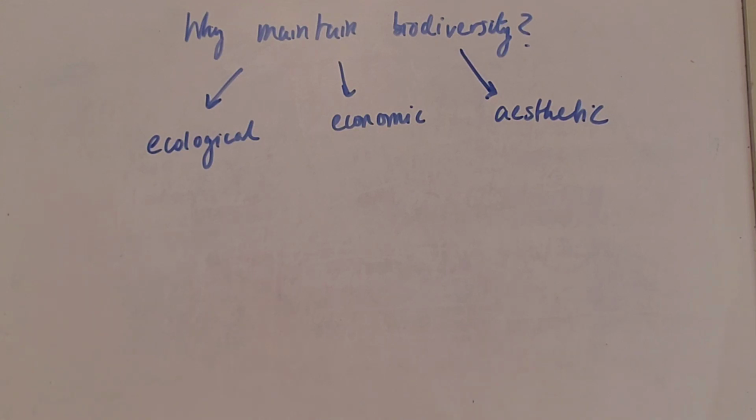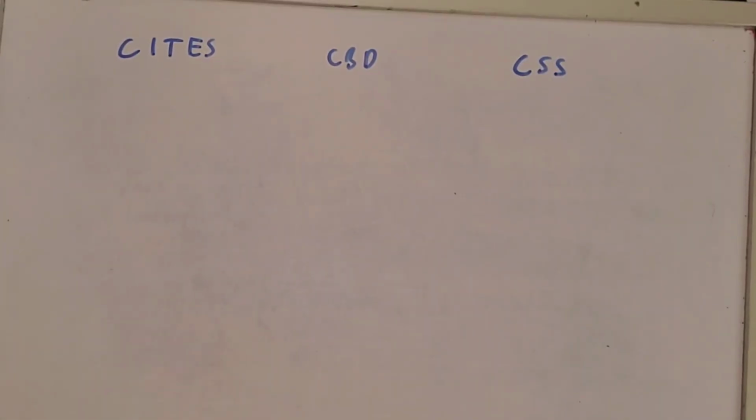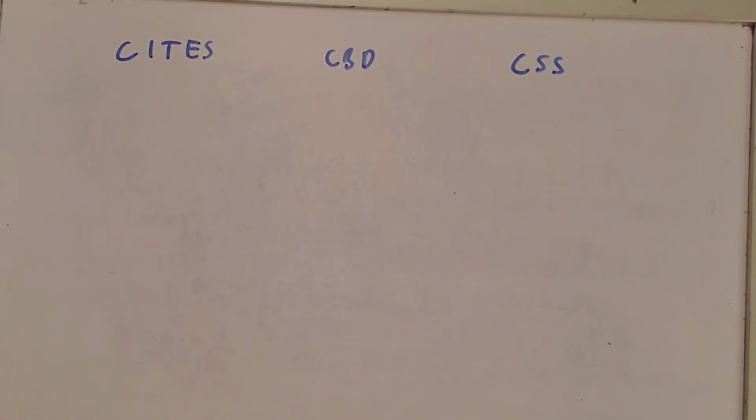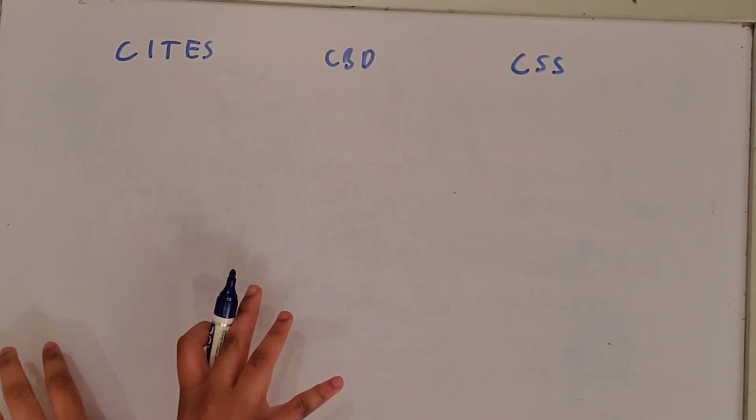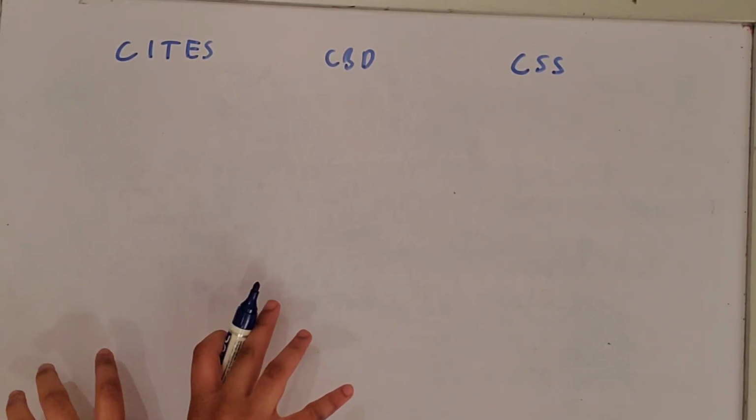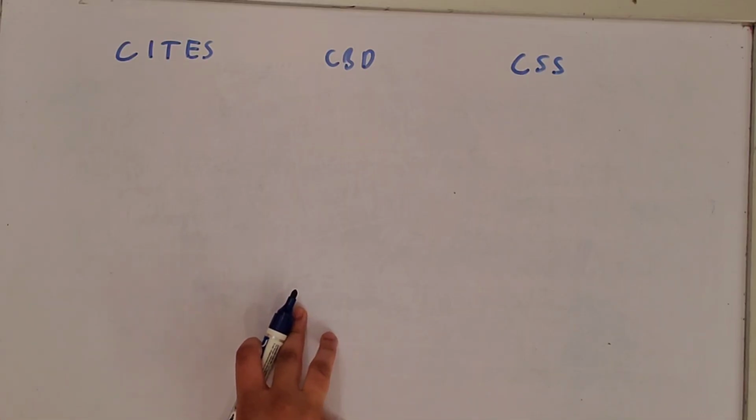Okay. One thing I need to mention here are these acronyms, which are basically treaties or schemes that have been put in place to increase biodiversity. So CITES stands for the Convention on the International Trade in Endangered Species, which was basically put forward in 1973 and was signed by 145 countries, which is a treaty that prevents the trade of endangered species, basically.